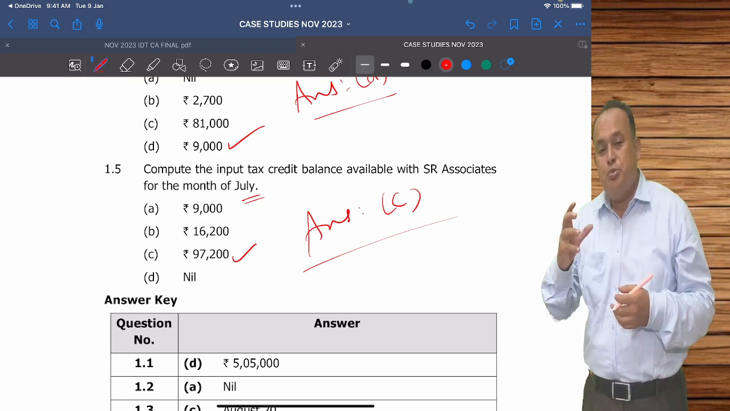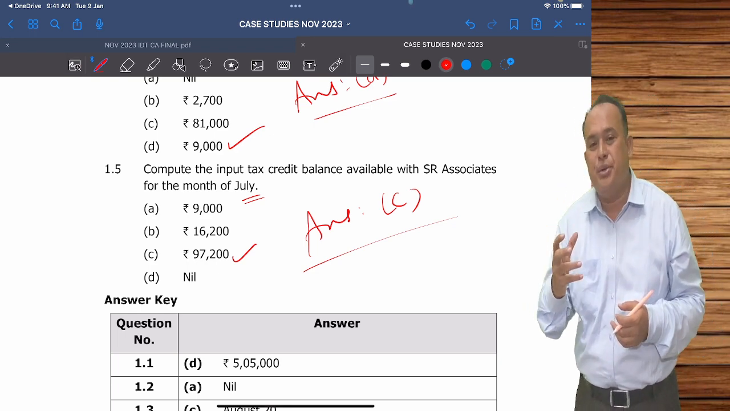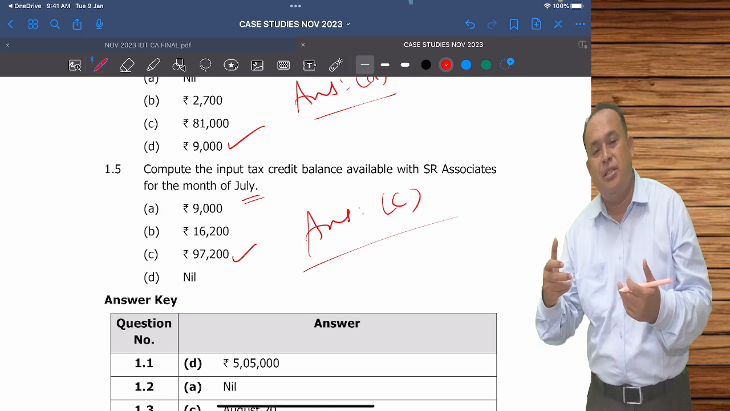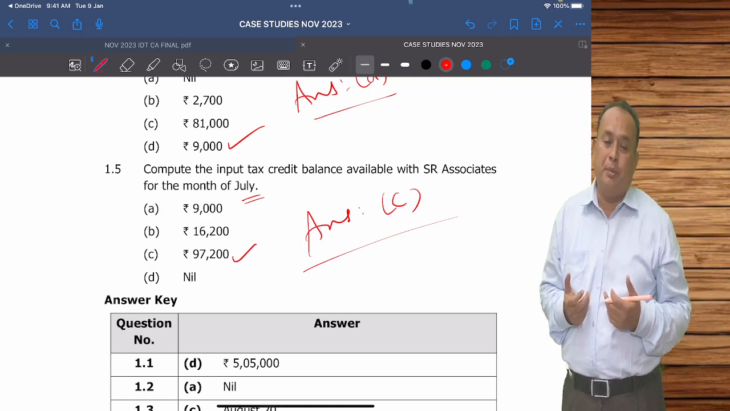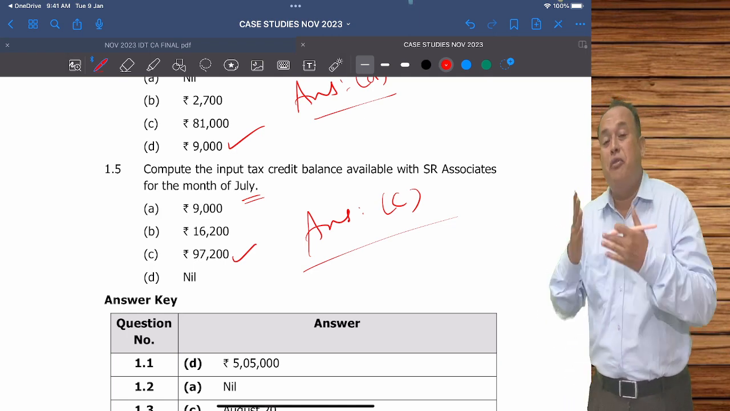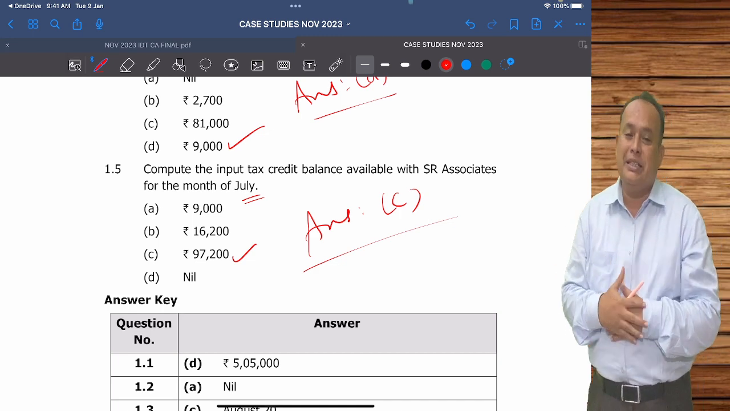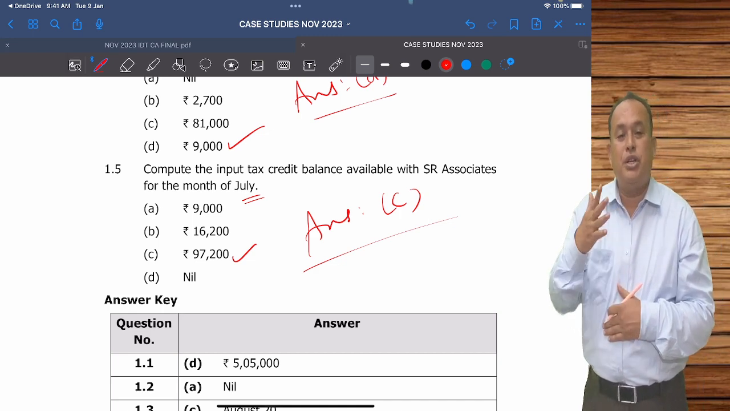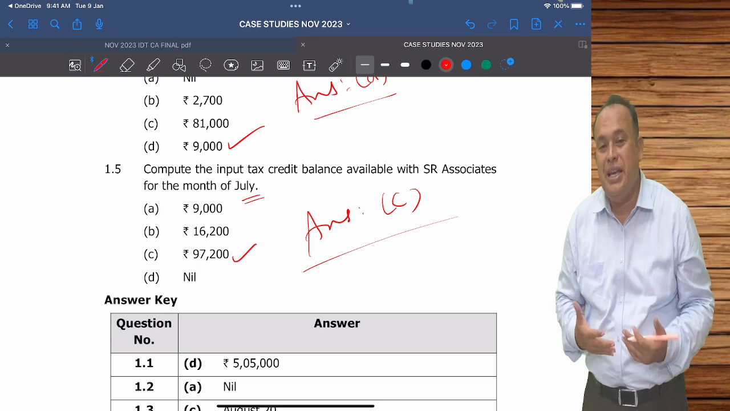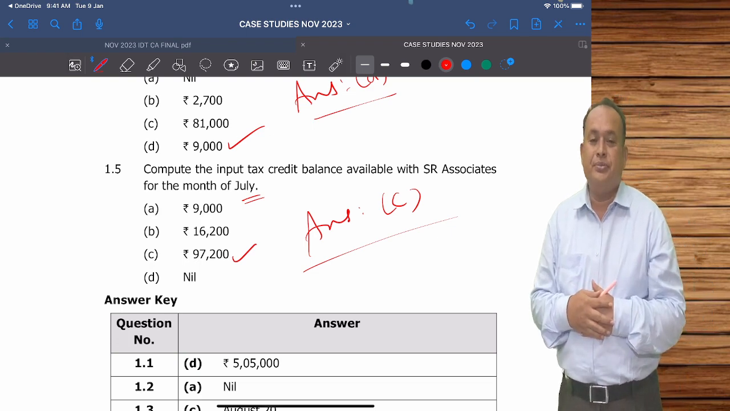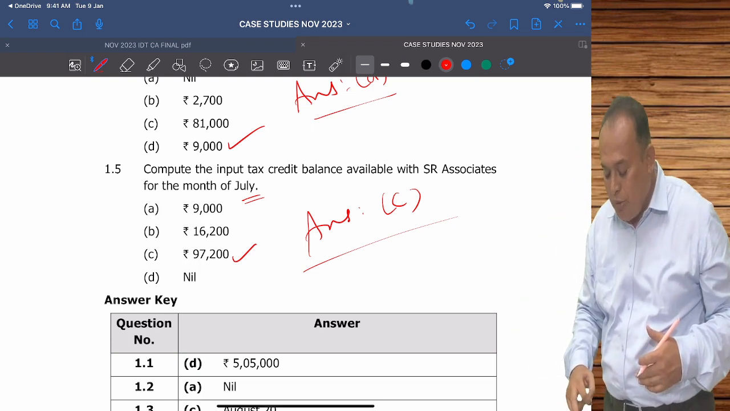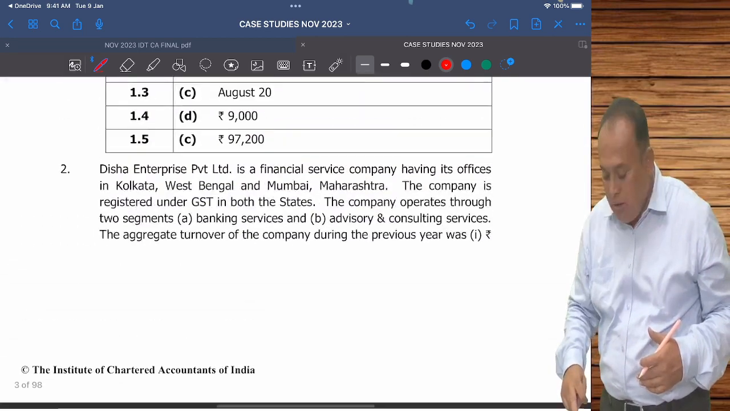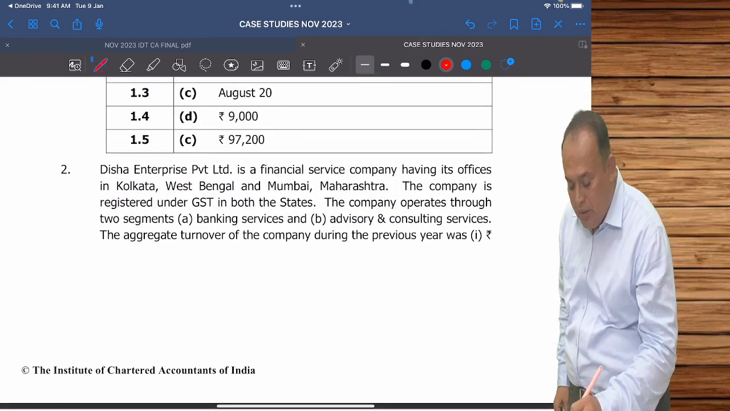This particular case scenario requires more attention and depth of knowledge of the subject, and it is very good scoring for your exam. Multiple choice questions are a scoring area, my dear friends. Further, referring to you, my dear sir, case study 2.